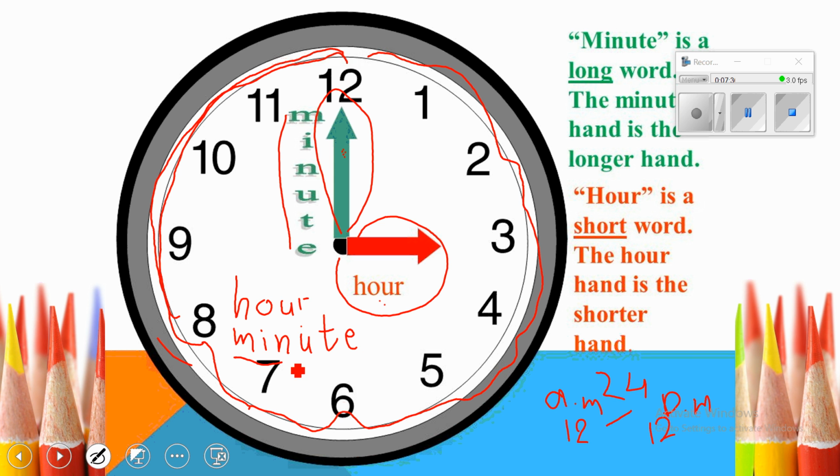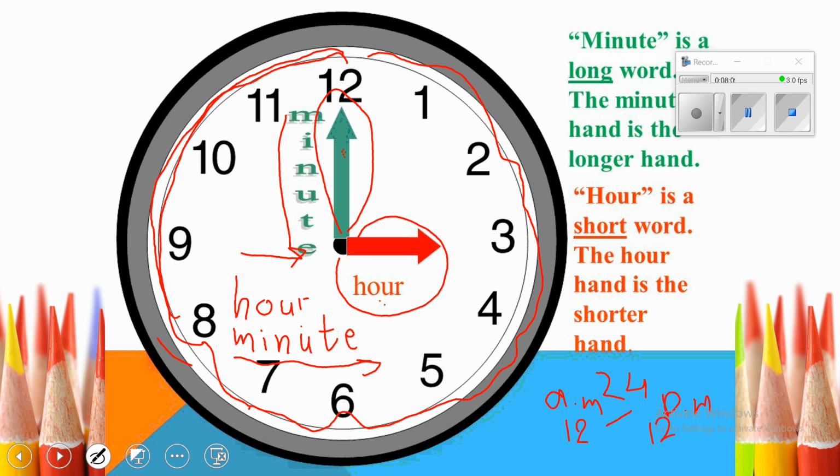So I put the long hand for the minute, and the short hand for the hour. And that's it. So I remember long hand for minute, short for hour. If you don't remember, remember the words. The word minute is longer than the word hour, so that's why its hand is longer than ours.